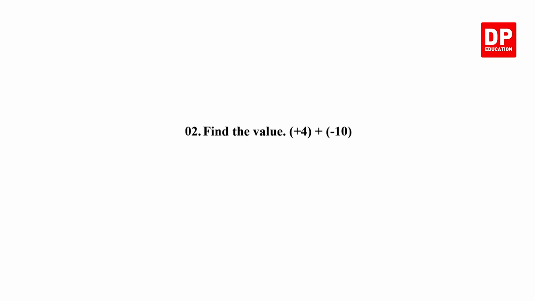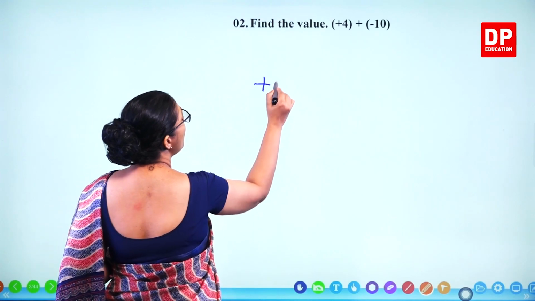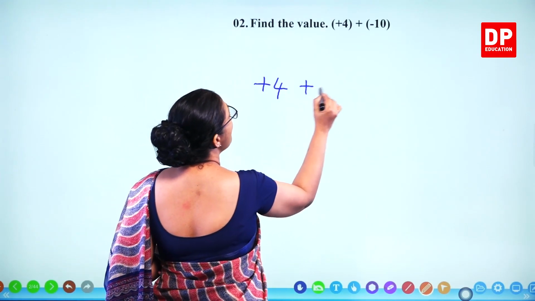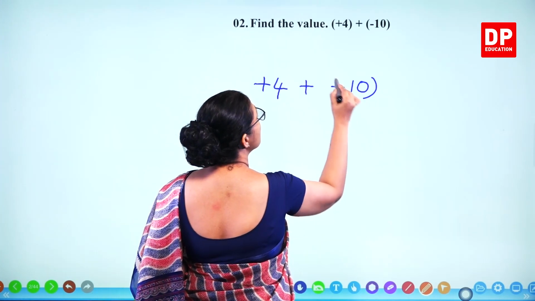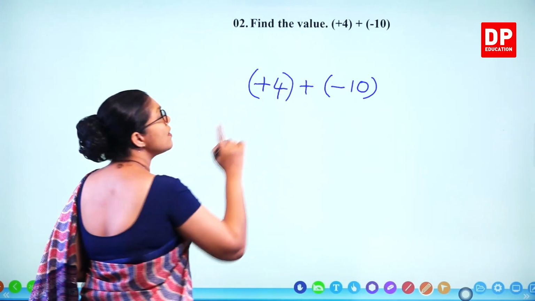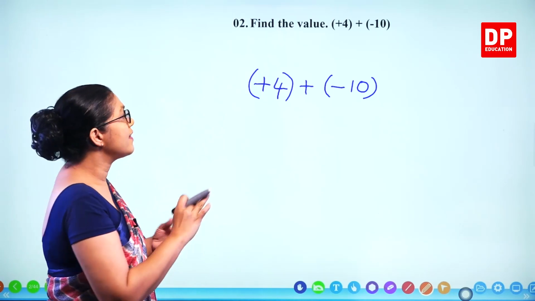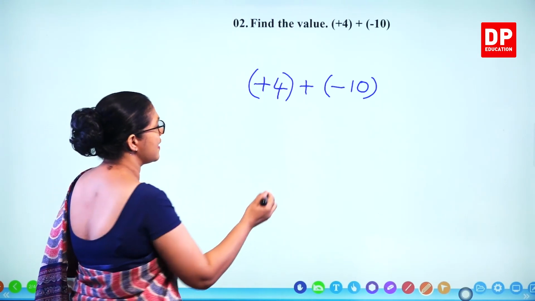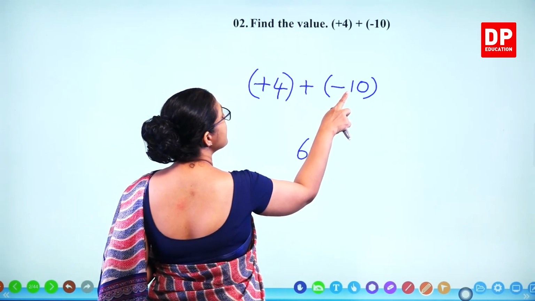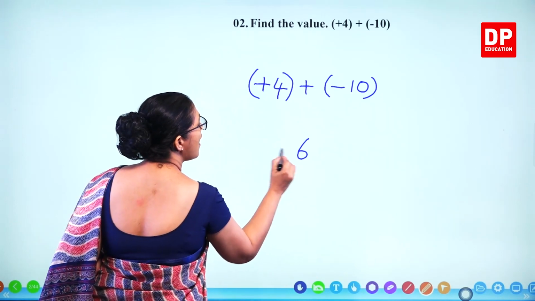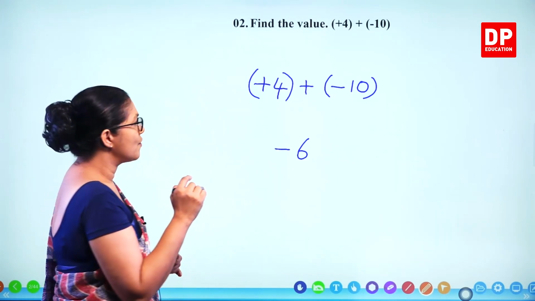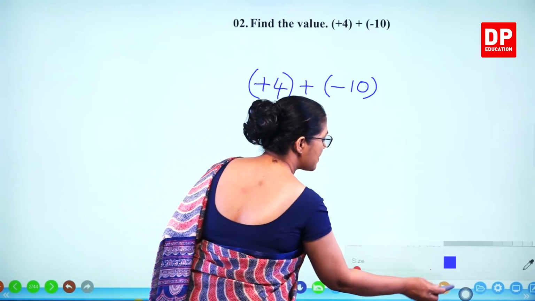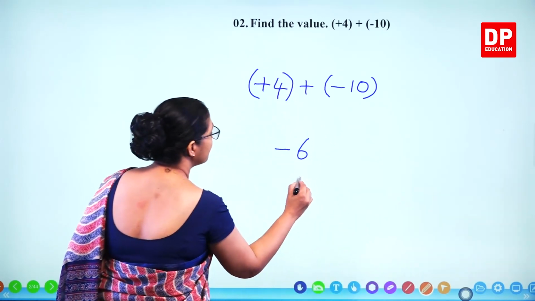Question number 2. Find the value. Plus 4 and minus 10, addition. 2 different signs, what you do, you take the difference. 10 and 4 difference is 6. What's the highest number is negative. So the answer is also negative. So negative 6 is the answer. You get 2 marks.